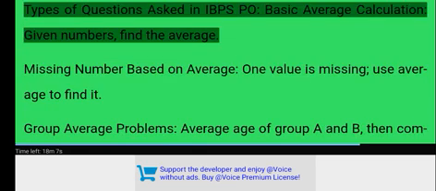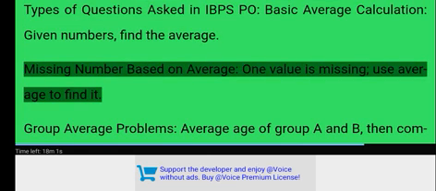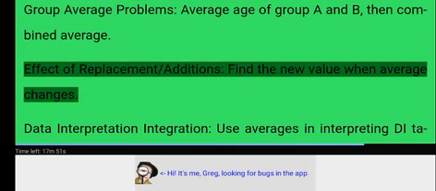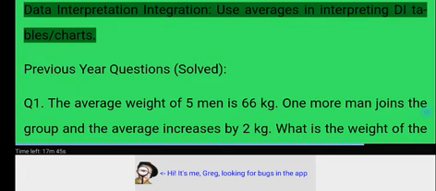Types of questions asked in IBPS PO. Basic average calculation: given numbers, find the average. Missing number based on average: one value is missing, use average to find it. Group average problems: average age of group A and B, then combined average. Effect of replacement, additions: find the new value when average changes. Data interpretation integration: use averages in interpreting tables and charts.